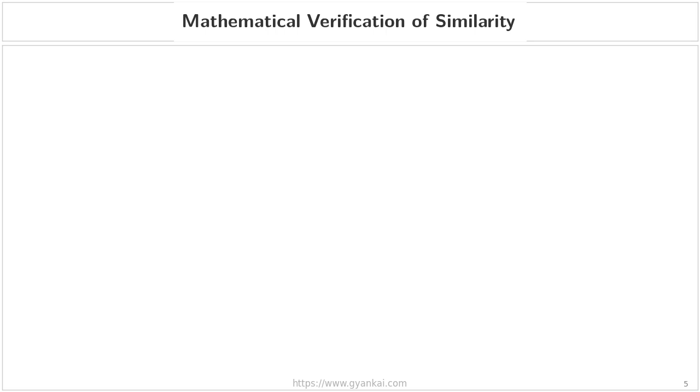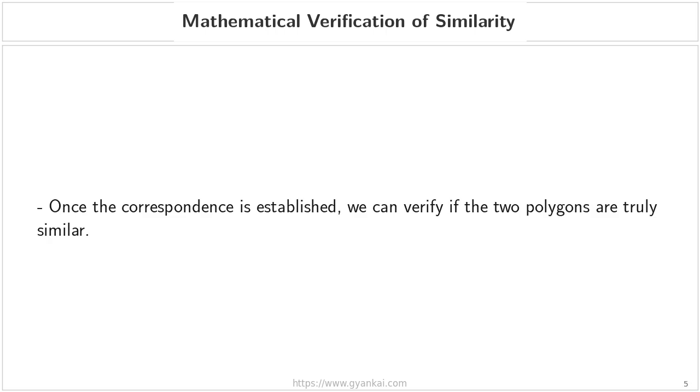Mathematical verification of similarity. Now that we have established how to pair up our vertices using that double-headed arrow notation, we move on to the most critical part of our lesson, the mathematical verification. It is not enough to simply say two shapes look alike, we must prove it.